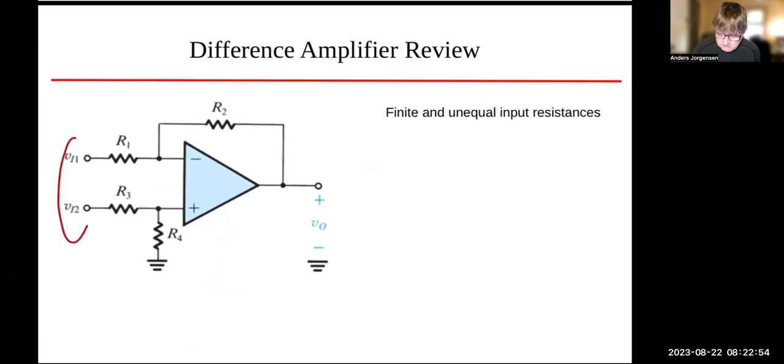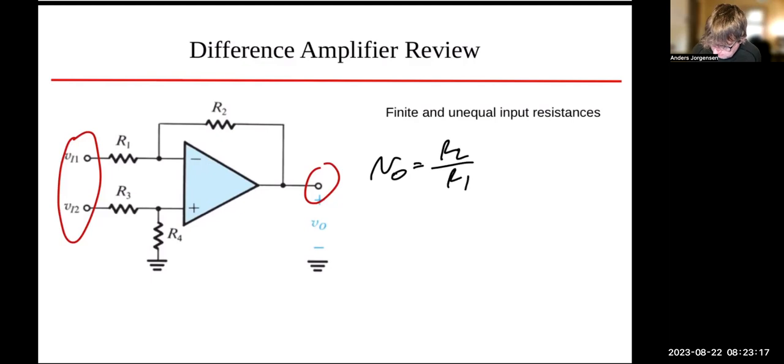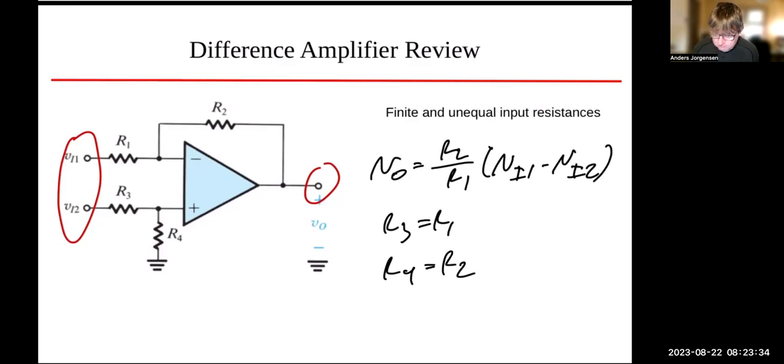To operate it, we attach voltage on the input, and on the output, we get a voltage which is equal to an amplification of the voltage on the input. And the specific expression for that is R2 over R1 multiplied by VI1 minus VI2. And now that's under the assumption that R3 is equal to R1 and R4 is equal to R2.